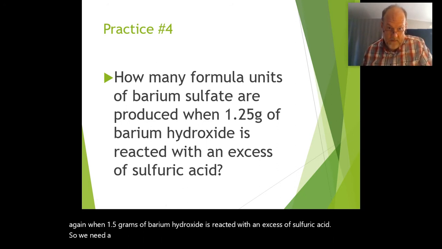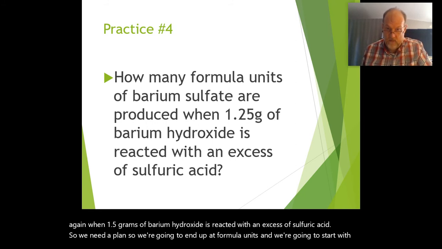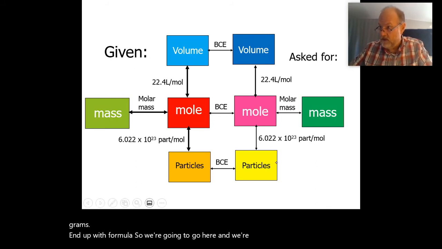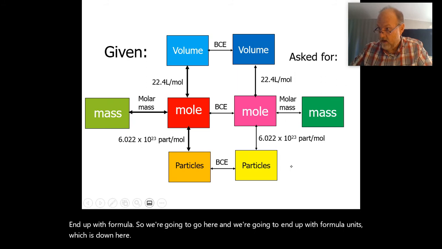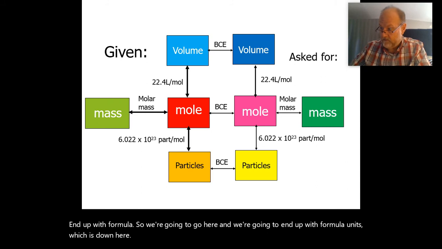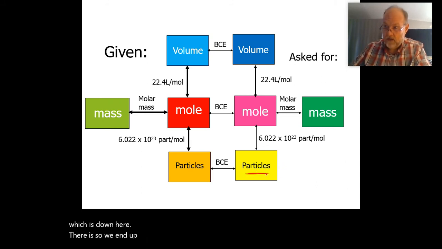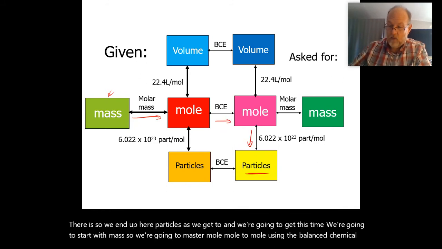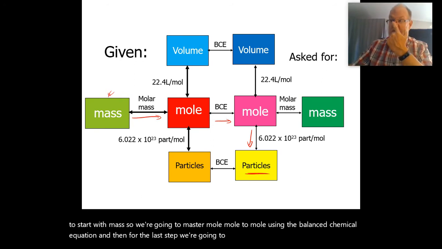So we're going to end up at formula units, and we're going to start with grams. We end up with formula units, which is down here. So we end up here, particles. That's what we want to get to. And again, this time we're going to start with mass. So we're going to go mass to mole to mole using the balanced chemical equation. And then for the last step, we're going to use Avogadro's number to get the particles.